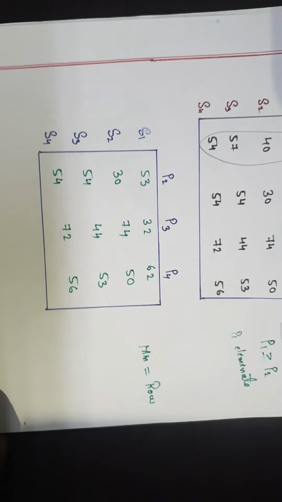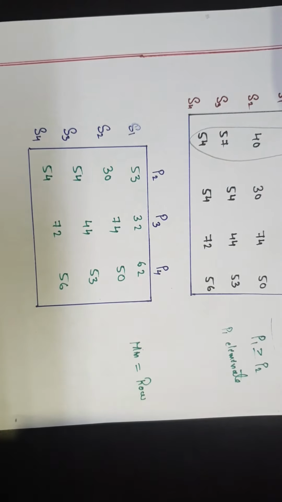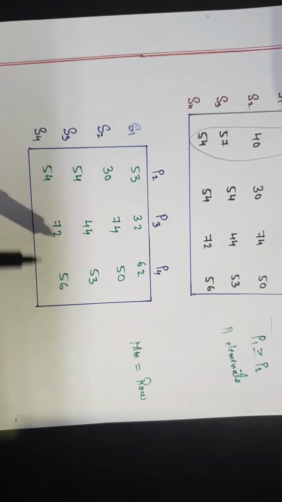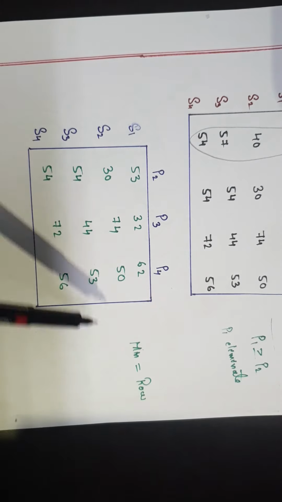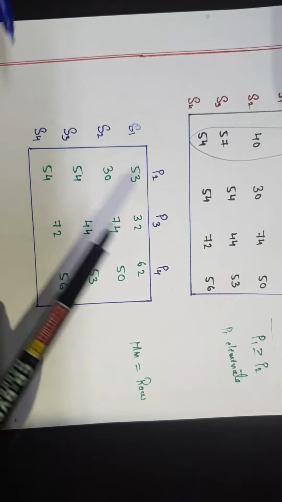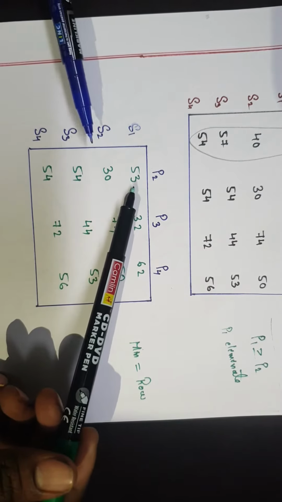So I am selecting row, meaning S1, S2, S3, S4. This one is known as row. S1, S2, S3 and S4 is known as row. So if you select any two rows, it should be equal. Now I am selecting this S1 and S2.